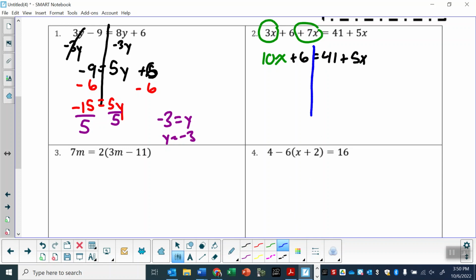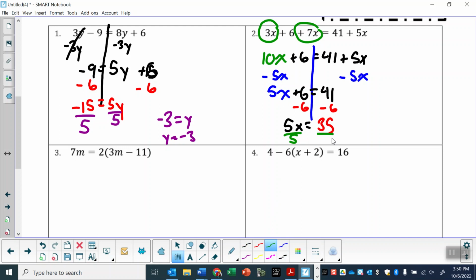Step 2, we want to get our variables together. We try to keep them positive. It doesn't have to be, but it's just helpful. 10x minus 5x is 5x, and everything else stays the same. Get the constants together, subtract 6 from both sides, and we get 5x equals 41 minus 6 is 35. Divide both sides by 5, and we get x equals 7.